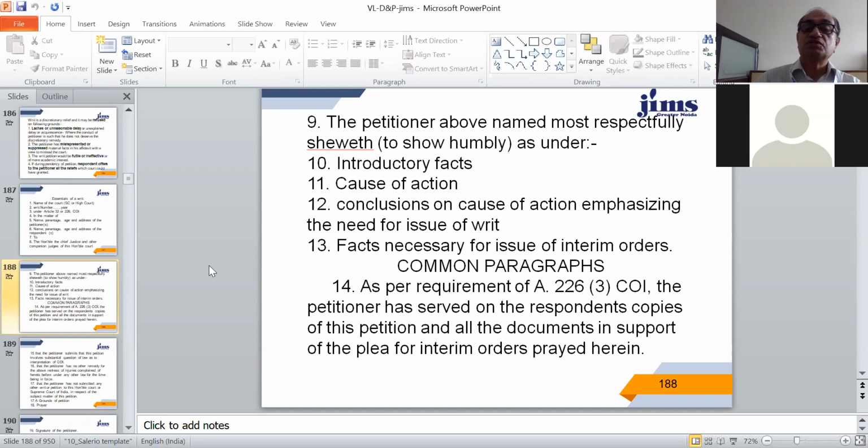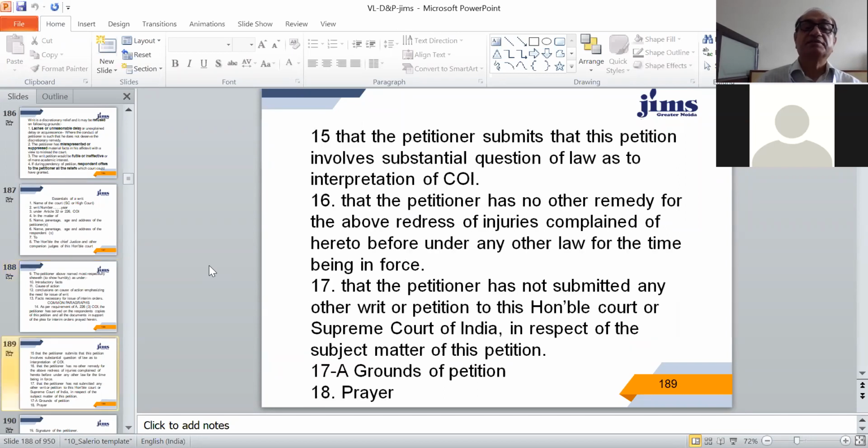Then conclusions on cause of action, emphasizing the need for issue of writ, why order should be issued in your favor. And then facts necessary for issue of interim orders also. Then, dear students, you will draft certain common paragraphs as per requirement of Article 226 clause 3. The petitioner has served on the respondent copies of this petition and all the documents in support of the plea for interim orders prayed therein.